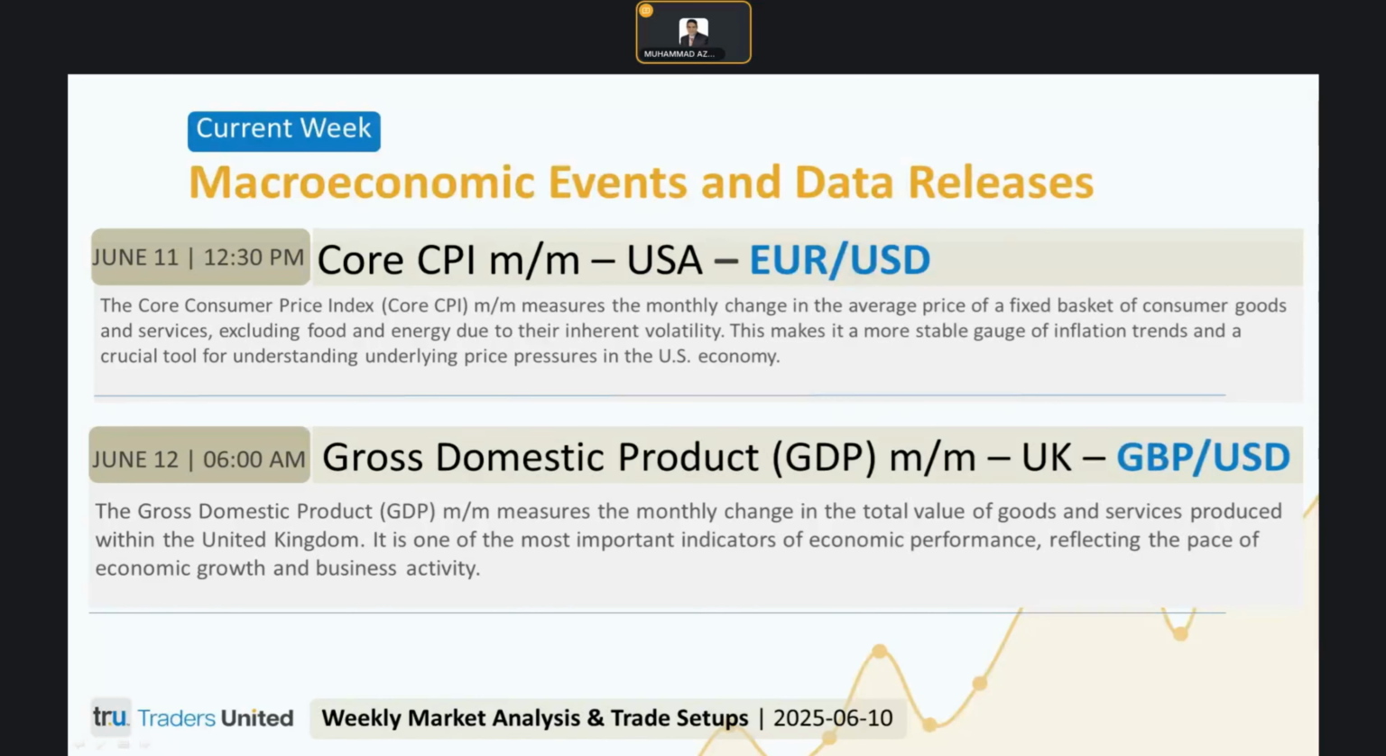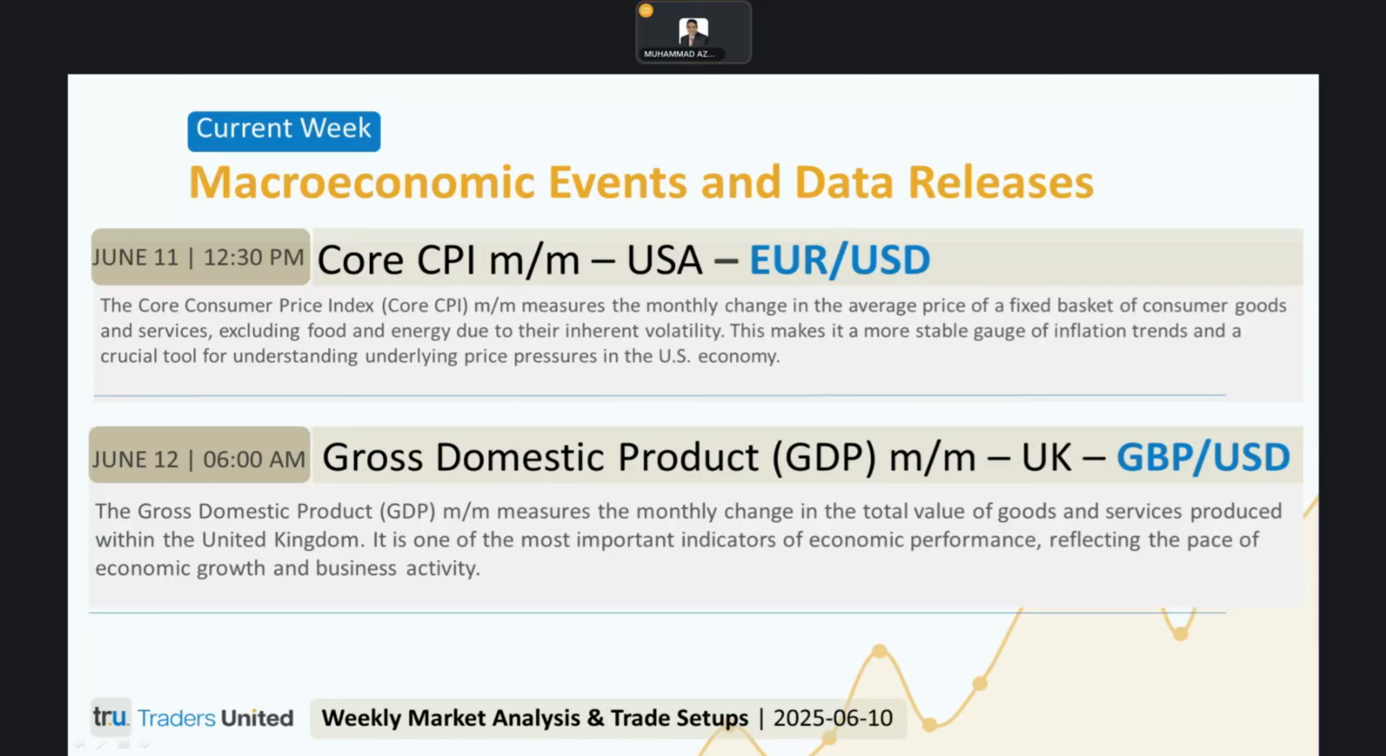Okay, so overall analysis is that the June 12th GDP report is particularly important as it may confirm whether the UK economy is entering a soft patch or managing to stay resilient. Okay, the market will use this data to recalibrate expectations for Bank of England policy in coming months.